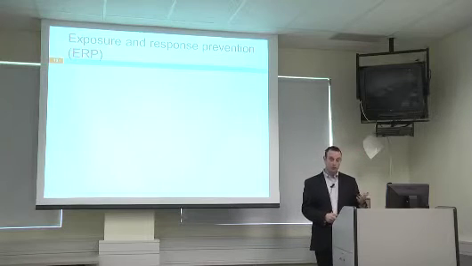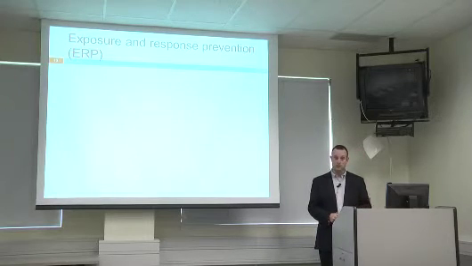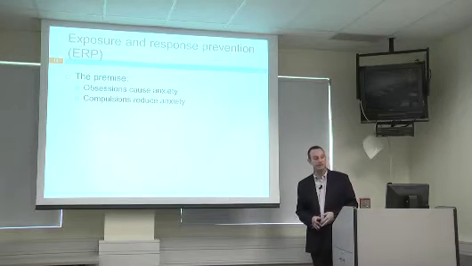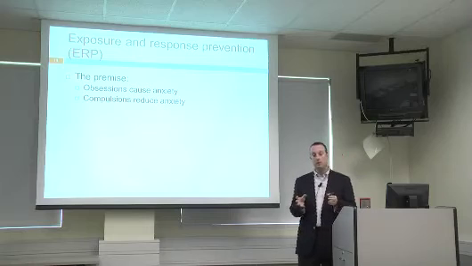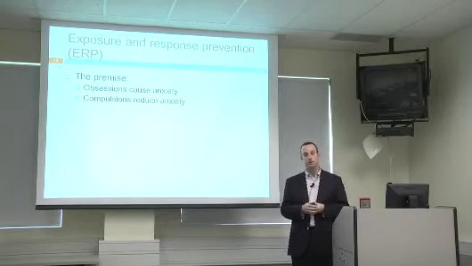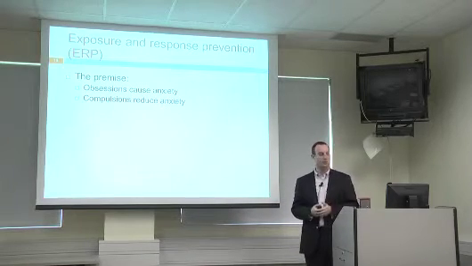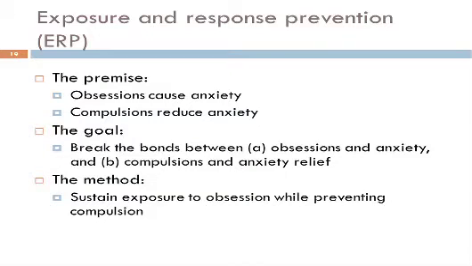Recall that two-factor or two-process theory, the behavioral conceptualization of how anxiety is developed and maintained. It maps quite closely onto the actual DSM symptoms here and description of what obsessions and compulsions are. So the premise is that obsessions cause anxiety and compulsions reduce anxiety. And so the goal of treatment very clearly is going to be to break the bonds between the obsessions causing anxiety and the compulsions reducing anxiety. It's really directly getting at those pathways.